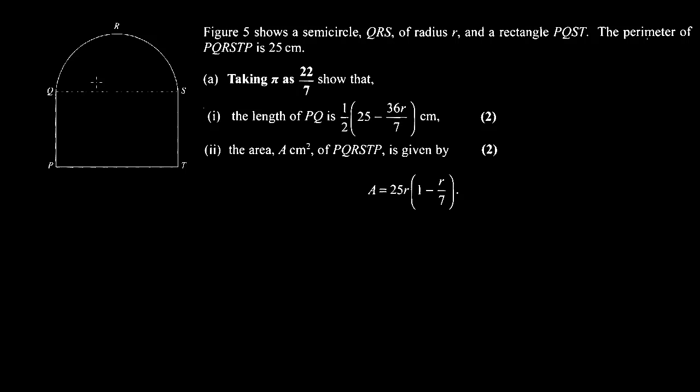We have a figure with a semicircle and a rectangle. It is given that QRS is a rectangle with radius R. So if this radius is R, that makes this side twice R, this rectangle's width twice R.